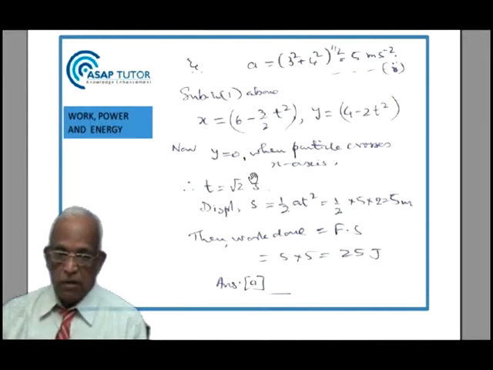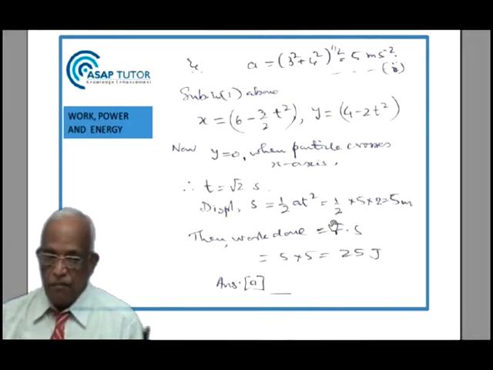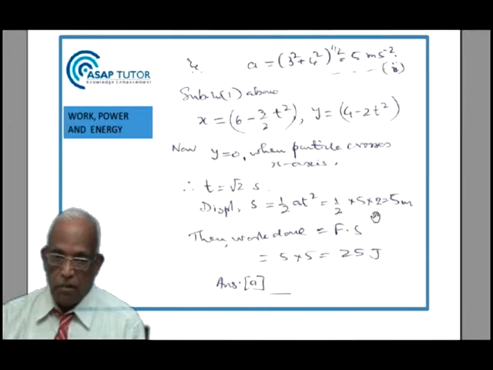Notice that, substituting y equal to 0 here, I get 2t square equal to 4, or t square equal to 2, or t equal to root 2 seconds. So the displacement s is half at square, which is half into 5 into 2, that is 5 meters, as we have already calculated. Thus work done is F into S, that is 5 into 5, 25 joule.